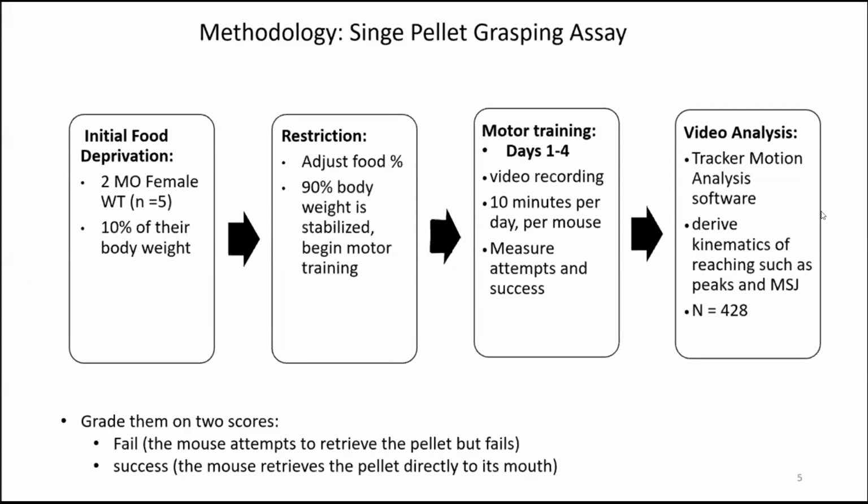These videos were then inputted into a video analysis software called Tracker, which would then allow us to manually track the paw over time, and then later on derive some of these kinematics that we're interested in. The data that I'm going to show you is an N of 428, meaning that I tracked the reaches for these mice for 428 individual reaches, and this took a while.